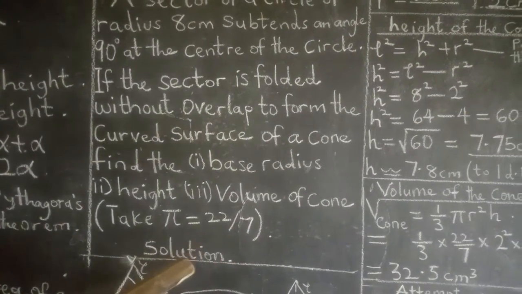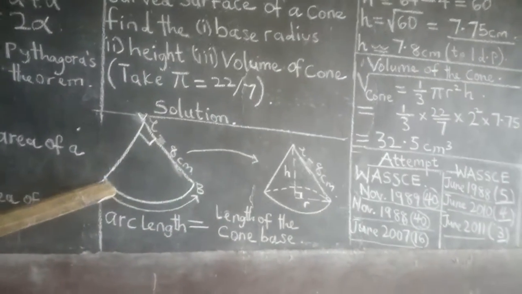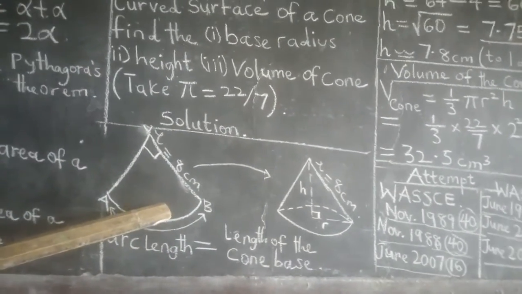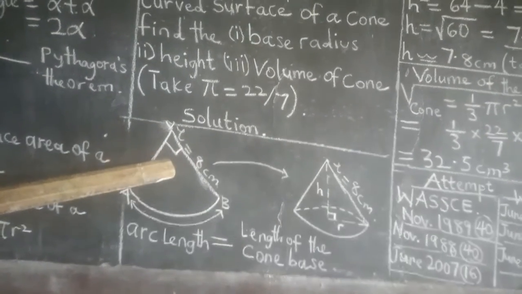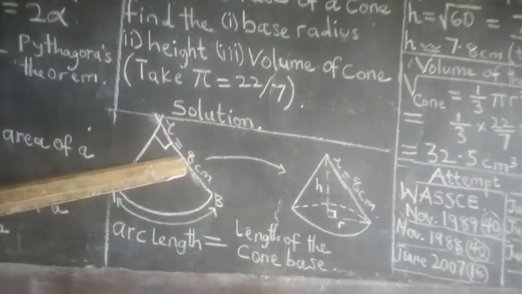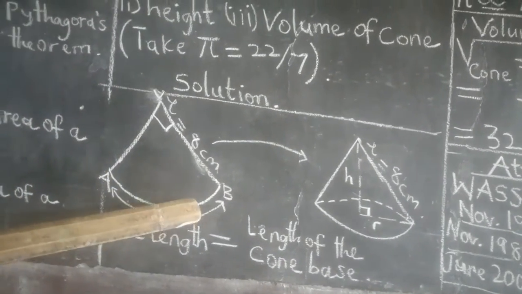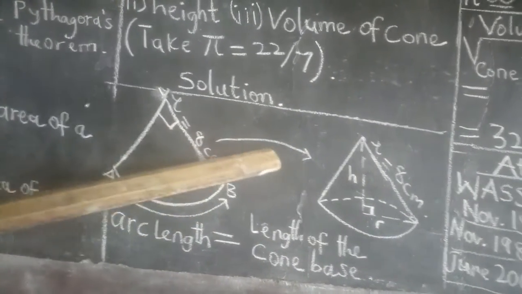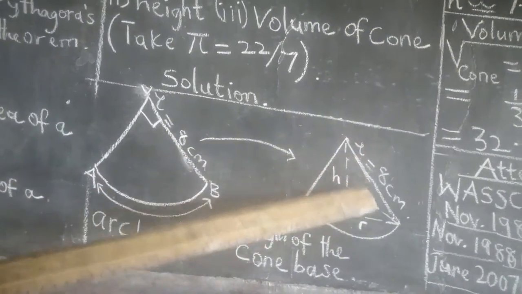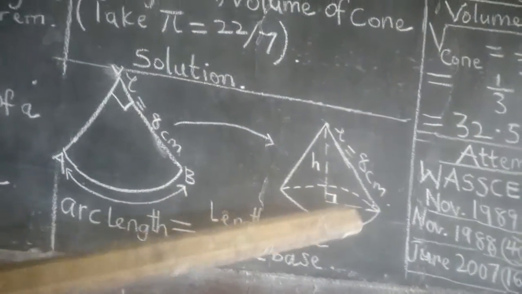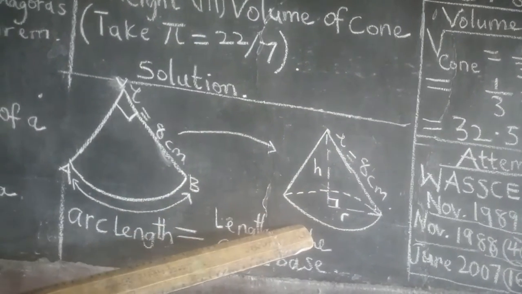The very first thing there, solution, we try to make a sketch. A is the sector to be folded. It subtends angle 90 degrees. The radius of the sector is 8 centimeters. This is the length of the arc. When folded, it gives this. So the slant height of the cone is 8 centimeters. This is the base radius. This is the height. So we have that.